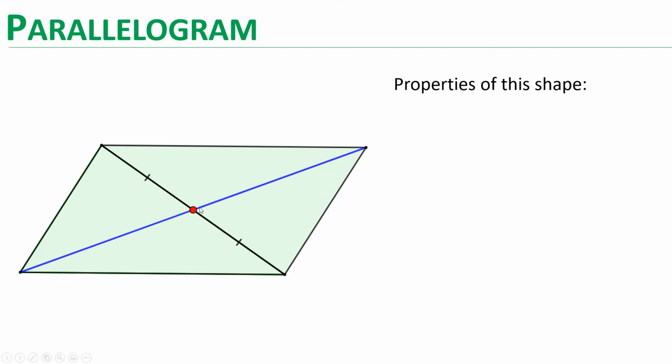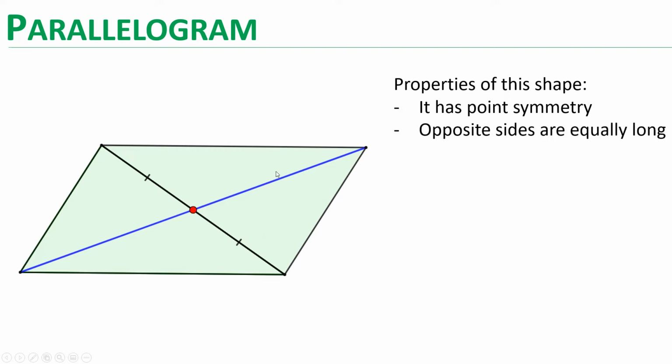Well, the first thing, of course, will be that it has point symmetry. After all, we got the second half by rotating the first half around this point. What else? Well, we know that some of its sides will be equal. After all, this side was just this side rotated by half a turn, and this side was just this side. So its opposite sides are equally long.